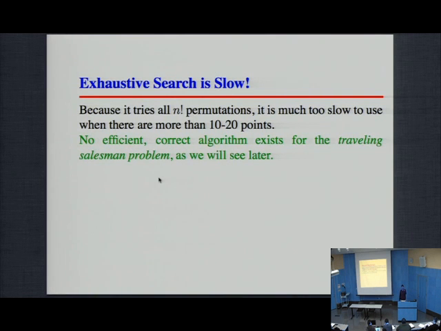Any questions about what we're going to do in here this semester? Okay? Fair enough. Any questions about traveling salesmen before I move on here? Okay? Good.